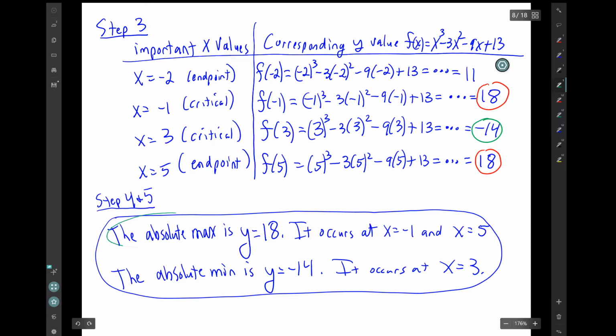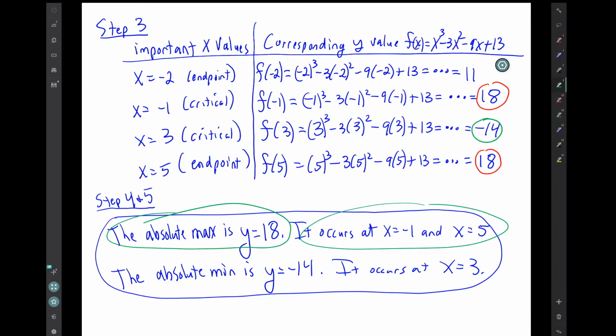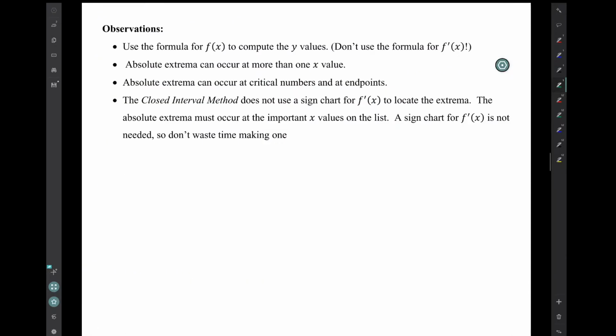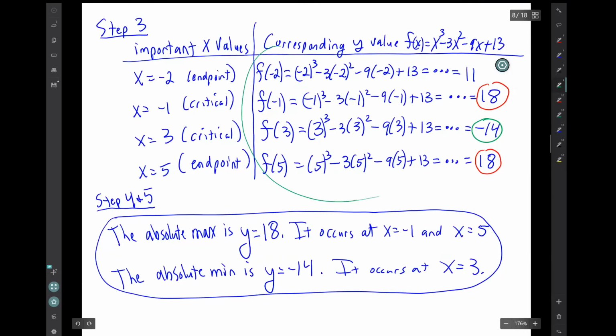We identified the greatest y value as the absolute max, and we write these concluding sentences. We say the absolute max is this y value, and we say where it occurs. It occurs at these x values. So these sentences make it clear that the max is a y value. The min is a y value. A couple of observations about the stuff that we just did. First of all, use the formula for f of x to compute the y values. These computations used the formula for f of x, not f prime.